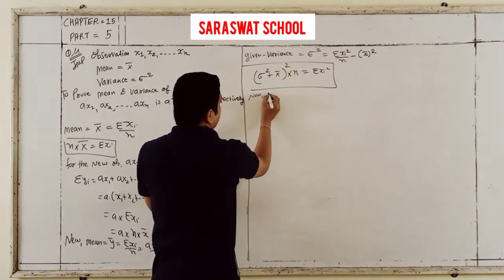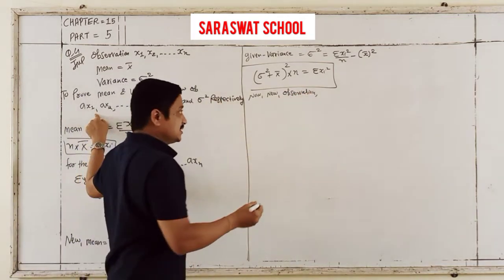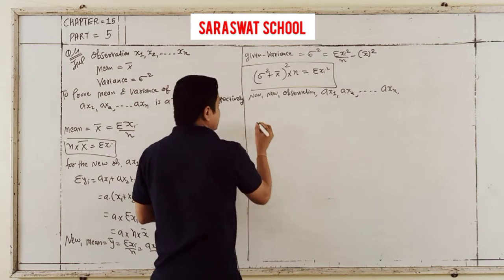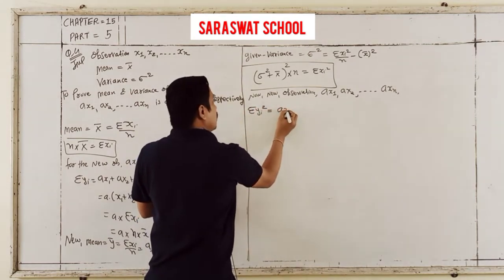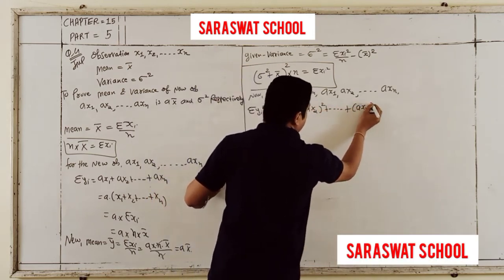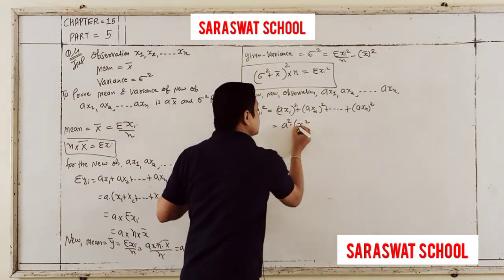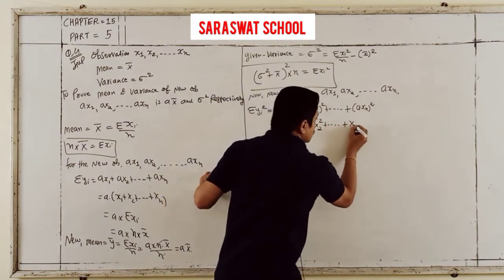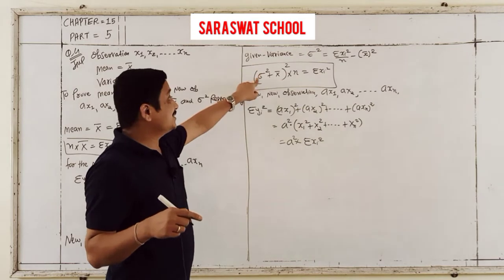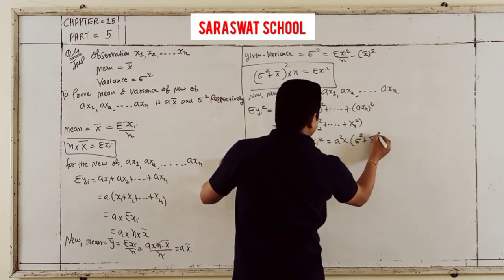Now new observations. Students, these are the new observations ax1, ax2, axn. So sigma yi square, the sum of squares of all observations, is a x1 square plus up to a xn square. Taking a square common, x1 square plus x2 square plus xn square is exactly sigma xi square, and that you know. So a square into sigma square plus x bar square into n.